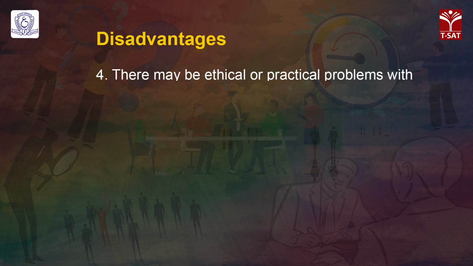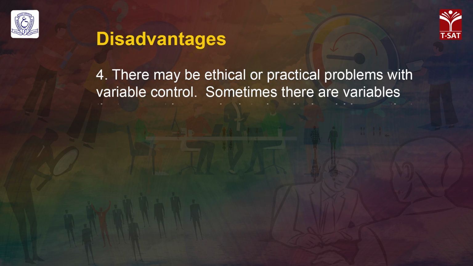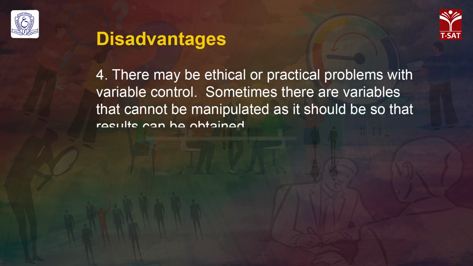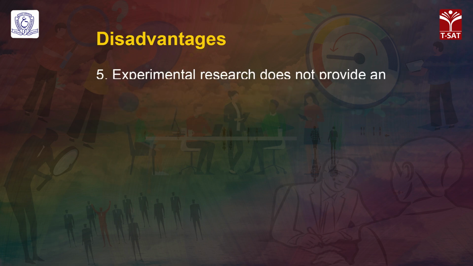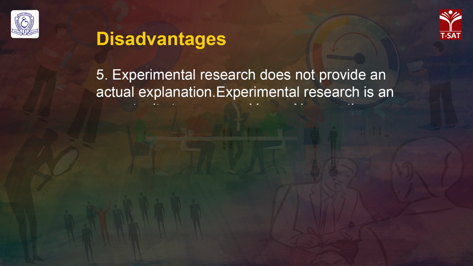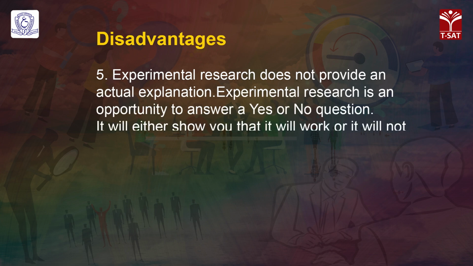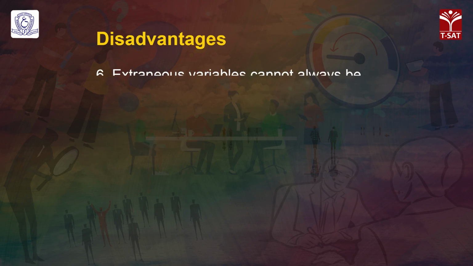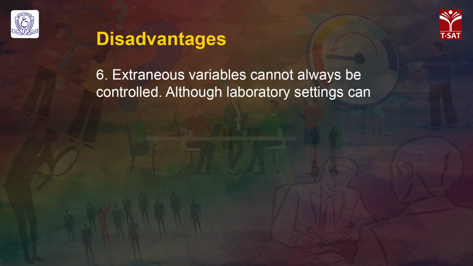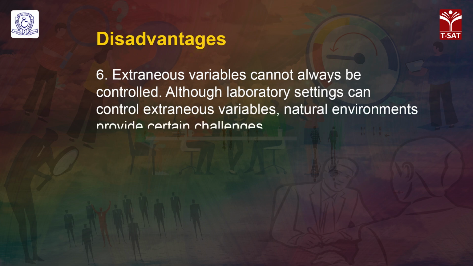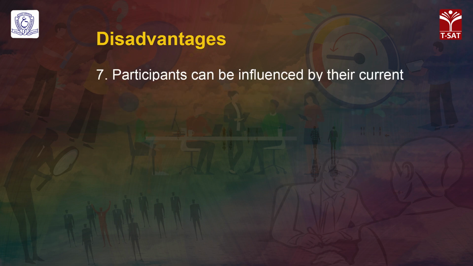4. There may be ethical or practical problems with the variable control. Sometimes there are variables that cannot be manipulated as they should be so that the results can be obtained. 5. Experimental research does not provide an actual explanation. Experimental research is an opportunity to answer a yes or no question. It will either show you that it will work or it will not work as intended. 6. Extraneous variables cannot always be controlled. Although laboratory settings can control extraneous variables, natural environments provide certain challenges. 7. Participants can be influenced by their current situation.